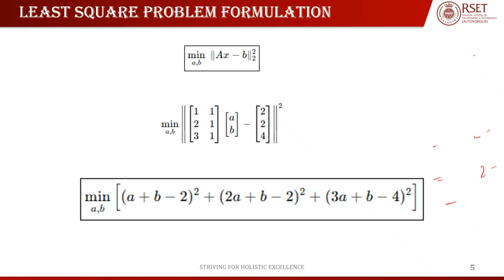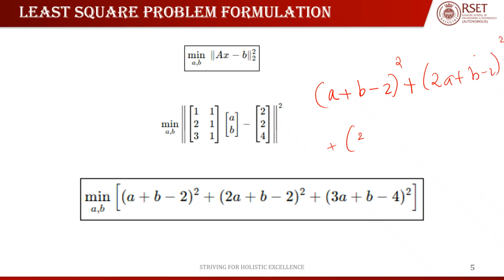Since you are having ax plus b, what we do here is we'll just multiply them, and then we have, what is the first row? First row would be a plus b minus 2, right? The first entry is a plus b minus 2, so the square of that, plus the second one is 2 into a plus b minus 2 the whole square, plus 3 into a plus b minus 4 the whole square. Okay, this is the way we form the norm.